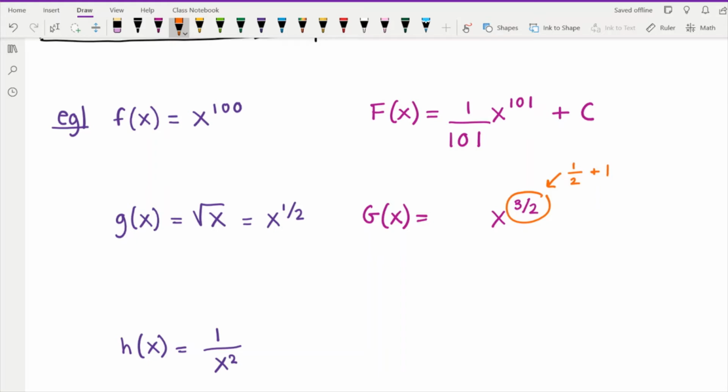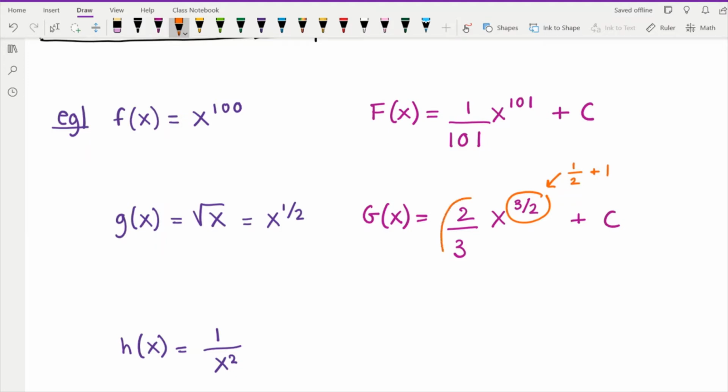So what is the coefficient going to be? Well, you could write it as 1 over 3/2, but I think the nicer way to think about it is that it's always going to be the reciprocal of the new exponent. So what's the reciprocal of 3/2? Well, it's 2/3 plus c. So let me make a note of that as well.